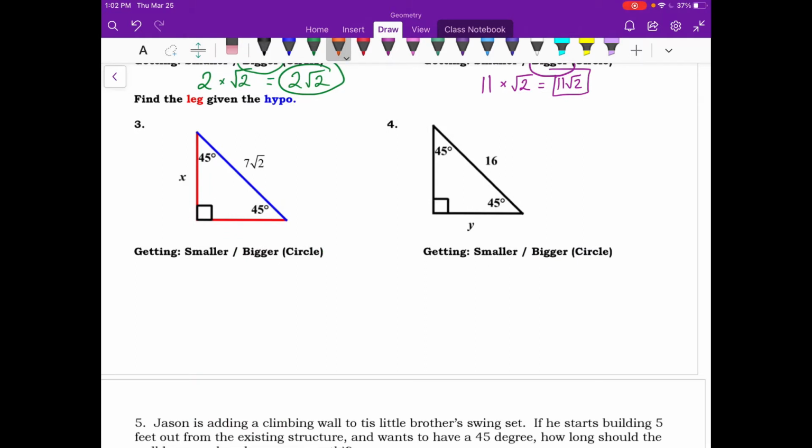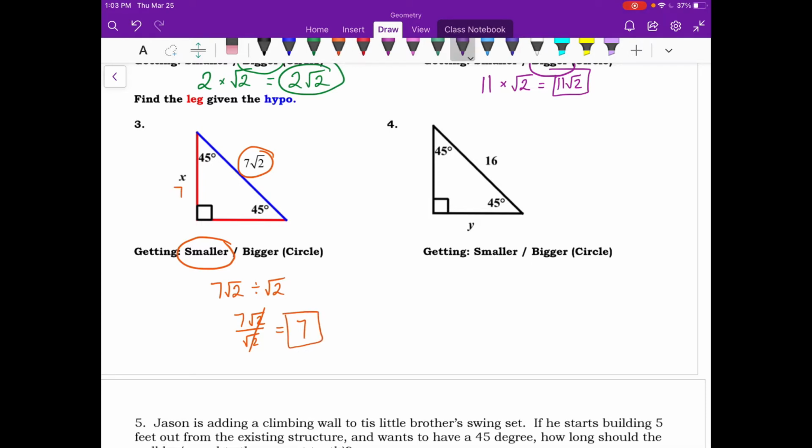Okay, for 3 and 4, I am given the length of my hypotenuse, and I need to find the leg. So I am going to be getting smaller. So I'm going to be taking my hypotenuse length, which is 7 root 2, as shown here, and dividing that by root 2. So 7 root 2 divided by root 2, writing that as a fraction. Those divide out, so we are left with just 7. So our leg is 7.